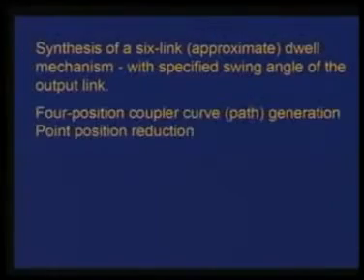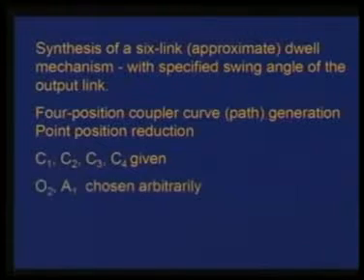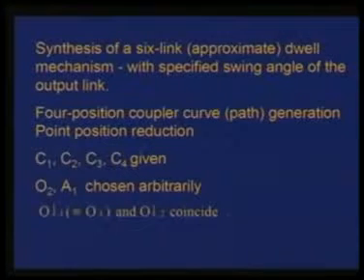So we have just now seen how we can synthesize a 6-link approximate dwell mechanism with specified swing angle of the output link. We use the 4-position coupler curve generation with the point position reduction technique. We took C1, C2, C3, C4 suitably to give the desired coupler curve. Then we chose O2 and A1 arbitrarily and applied the point position reduction technique, and O4 is so chosen that O4,1,1 and O4,2,1 coincide. Then we completed the design first of the 4-link mechanism.